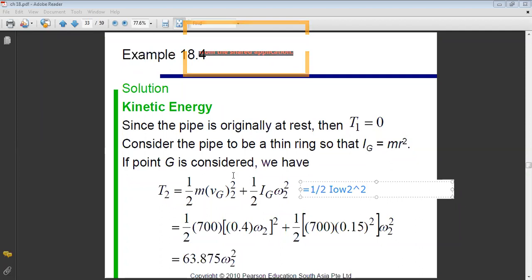So you can use the general expression, which is half m Vg square at state 2 plus half Ig omega at state 2 square, or you can use the parallel axis theorem to find IO and then apply half IO omega 2 square. But in both cases you need to relate Vg and omega 2, because here you have two unknowns. You want to reduce it to one unknown. So how to relate Vg2 to omega 2?